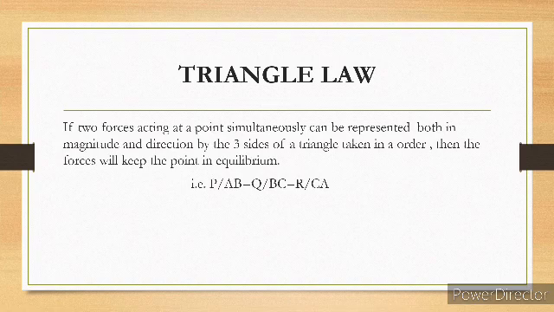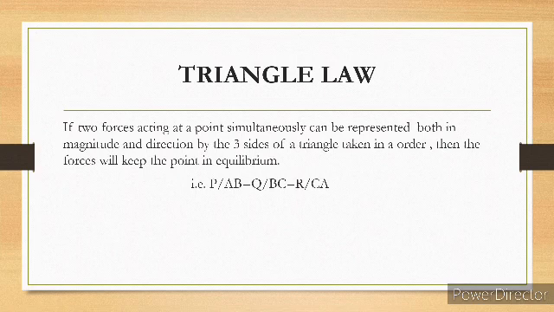So now let us look at the triangle law. It states that if two forces acting at a point simultaneously can be represented both in magnitude and direction by three sides of a triangle taken in order, then the forces will keep the point in equilibrium. When two forces, F1 and F2, are acting together at a point, they can be represented in both magnitude and direction.